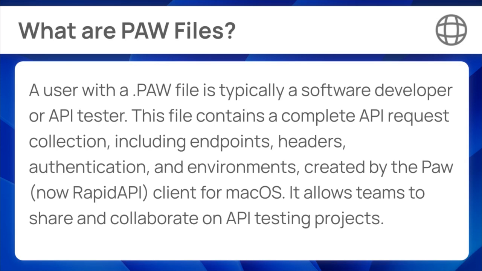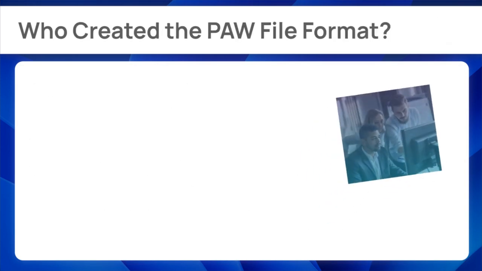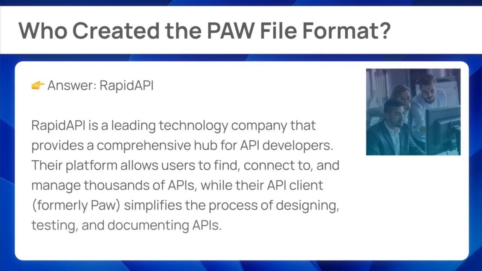This file contains a complete API request collection, including endpoints, headers, authentication, and environments, created by the PAW, now RapidAPI, client for macOS. It allows teams to share and collaborate on API testing projects.